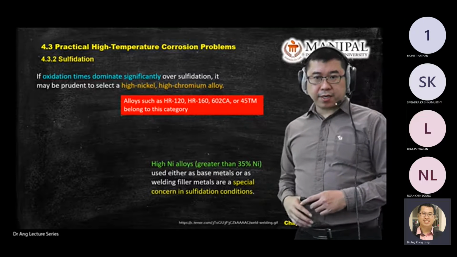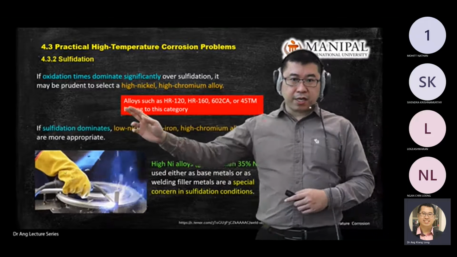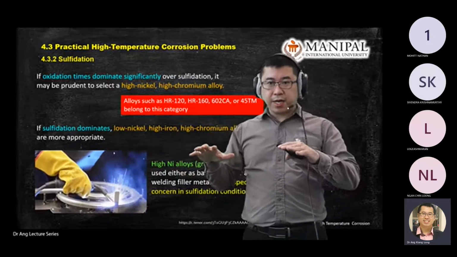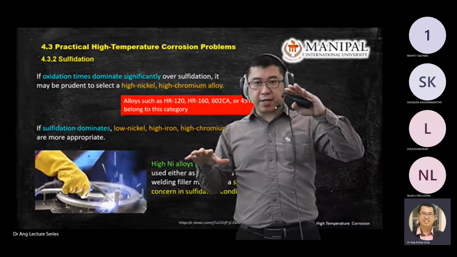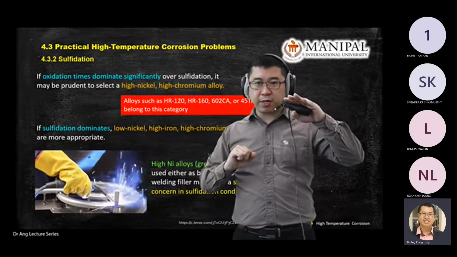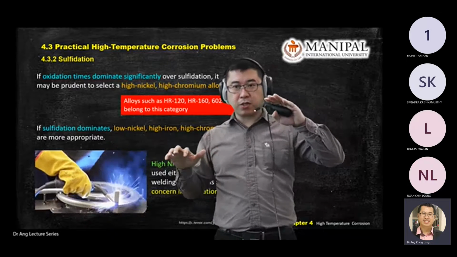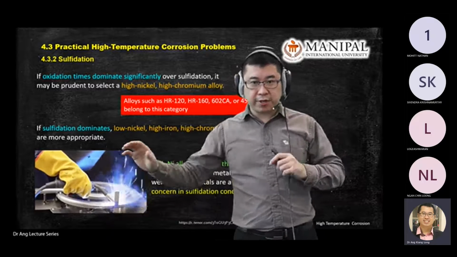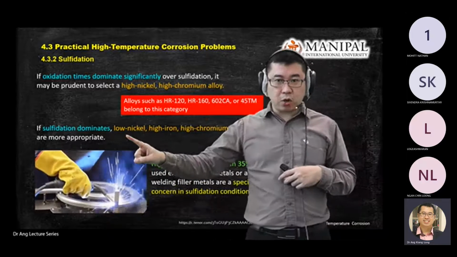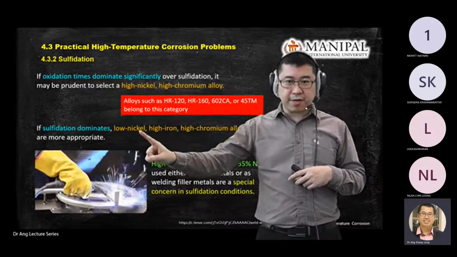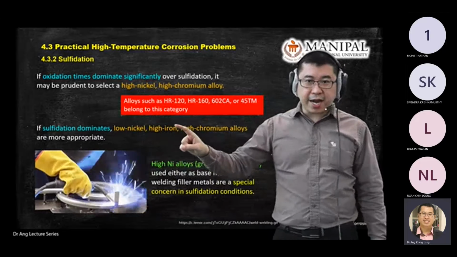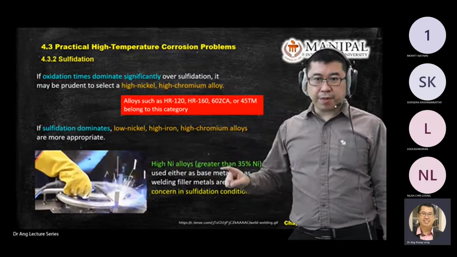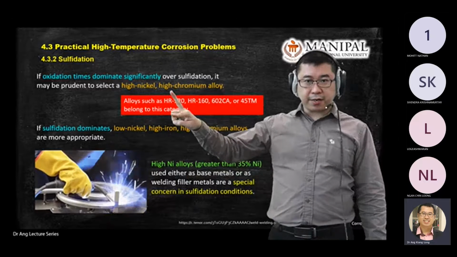This is another example. So if sulfidation dominates, meaning in your high temperature operation, sulfidation is higher compared to other corrosion methods. Sulfidation dominates means it is the most frequently happening. Then the solution is low nickel. You see there's a difference. Low nickel, high iron, meaning high Fe element, and high chromium alloy. So there's a difference.